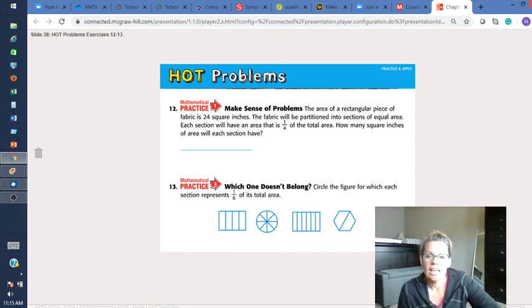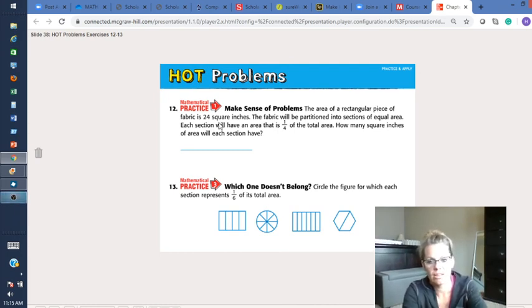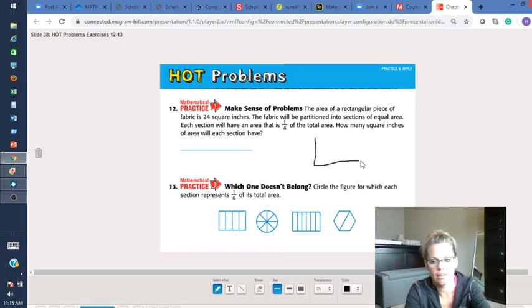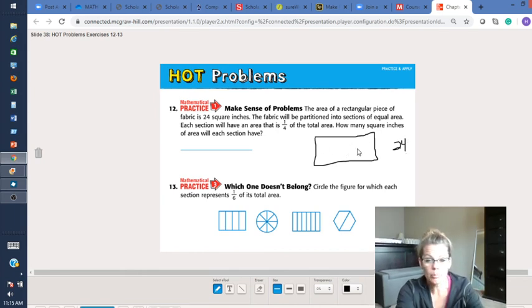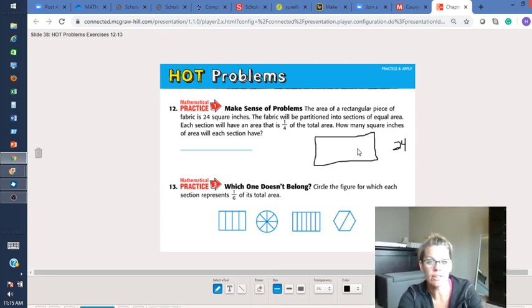Let's look at this one. All right, number 12. The area of a rectangular piece of fabric is 24 square inches. Ooh, we have a rectangle, so let's draw a rectangle. Okay, the area is 24 total, so there's 24 equal square pieces inside of here. The fabric will be partitioned into sections of equal area. Each section will have an area that is 1/4 of the total area. How many square inches will each section have? So let's divide this into 4 pieces.